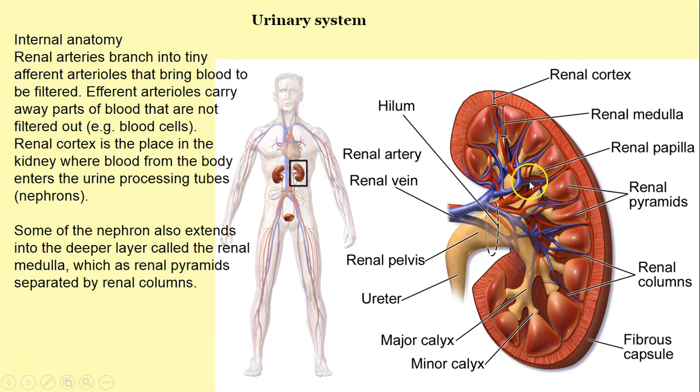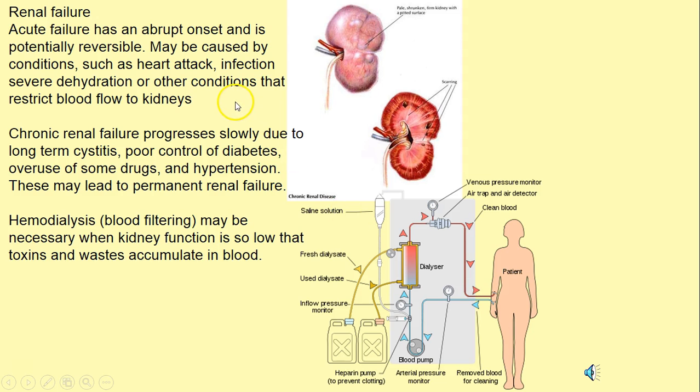And why is that? It's because the ones carrying it away from the kidney are carrying the things we want. And I'll get to that, all right? The renal cortex is the place where blood pumped from the body enters the nephrons. I'll get to that too. So this is just a little preview. Some of the nephrons also extend into the deeper layers. So I'm going to take this step by step.